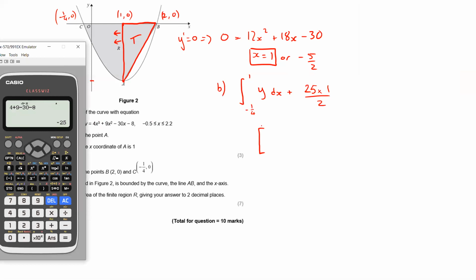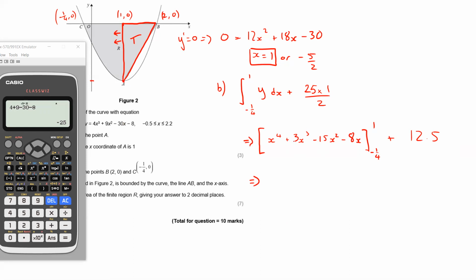So 4x cubed, when we integrate it, is x to the 4. 9x squared is 3x cubed. Minus 30x is minus 15x squared. And finally, we've got minus 8x. We want that between minus a quarter and 1. And we're going to add to that 12.5 when we finish up. So this will be our total area. So let's just stick something like that.